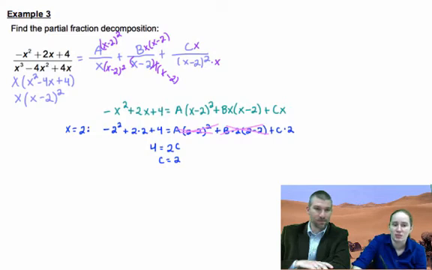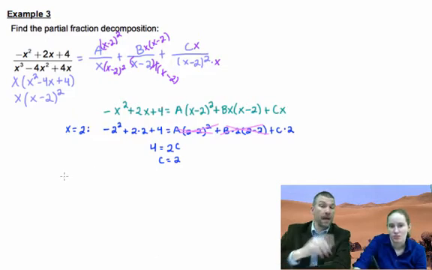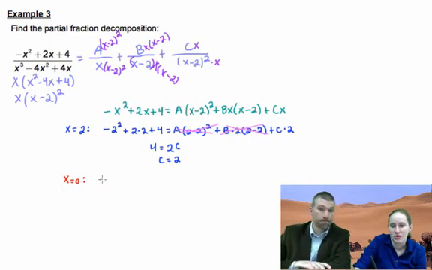Now there's another number that we can plug in that will also be helpful to get rid of some things, and that's going to be 0. But now we know what C is, so we can put a 2 there if we want. It doesn't matter because 2 times 0 will be 0.